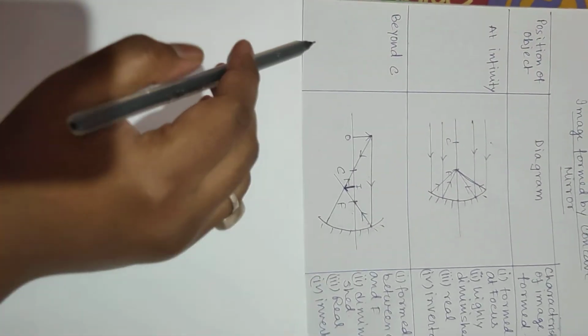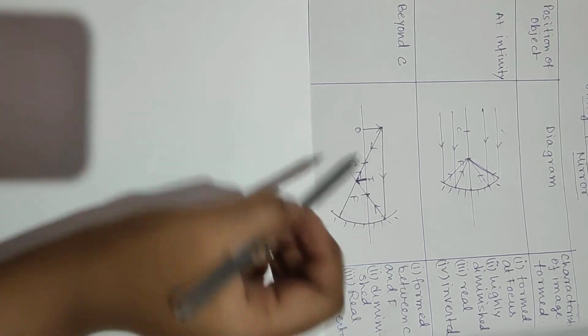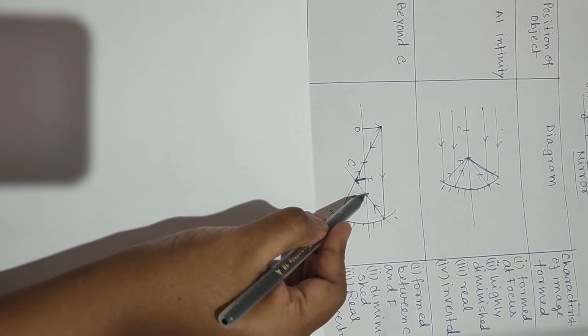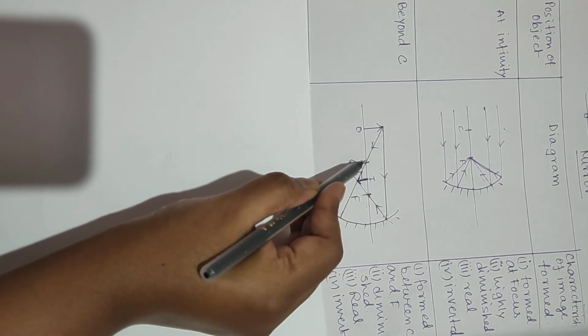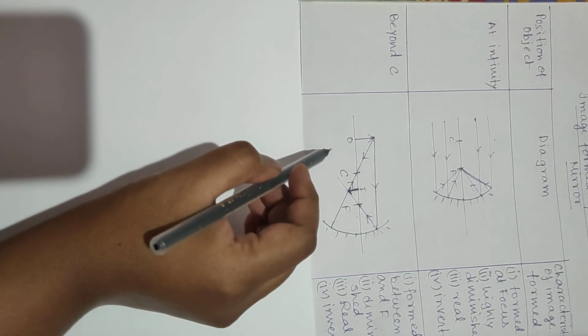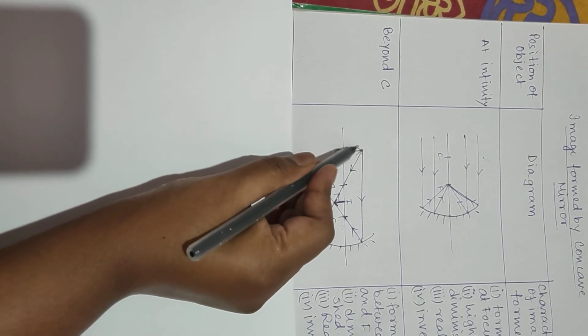Let's see in our second case, that is when the object is beyond C. Now here again we have drawn a mirror. We have pointed the focus and the center of curvature. Now the focus and the center of curvature I have taken at equal distances. Now the object will be beyond C, that is somewhere beyond C. So here I have taken the object.